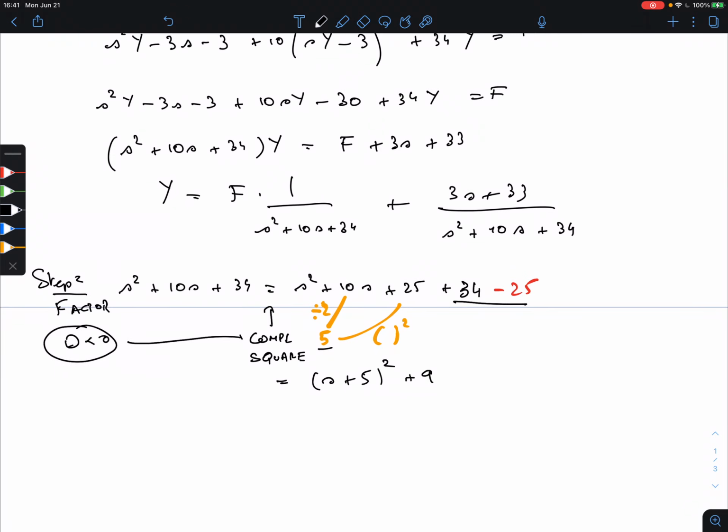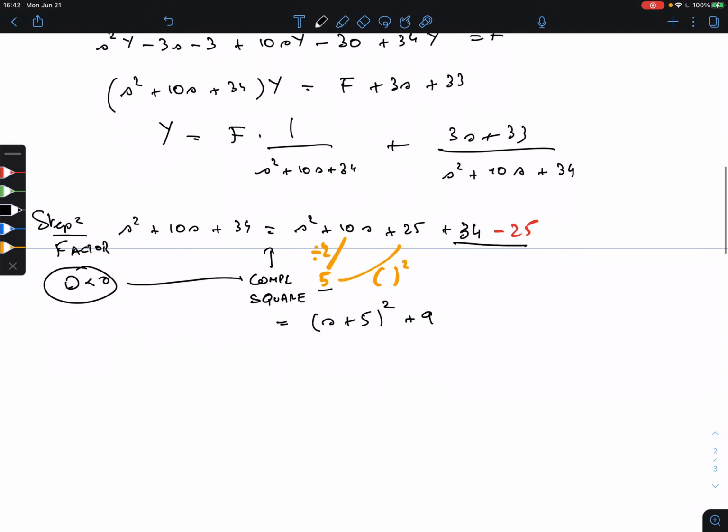Okay. Now, since it's an irreducible quadratic and on top we have a linear, we actually have the partial fraction, except that this quadratic is centered at minus 5. It's written as a polynomial in s plus 5, so we should also do this with the top. So with the top, we use that s is the same as s plus 5 minus 5, right? And then we work out what is 3s plus 33. That is 3 times s plus 5 plus 18.